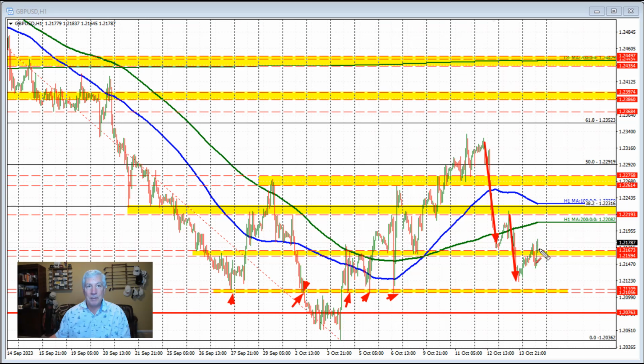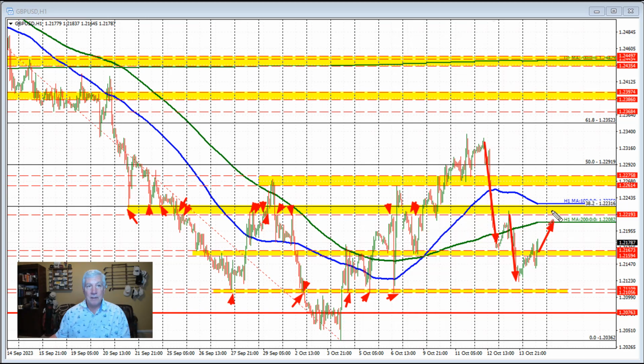So the bias remains a little bit more to the upside here with the rising 200-hour moving average at 122.08 as our next key target. Get above that and we'll look toward this swing area with a number of different swing lows and highs coming through back in time through here.